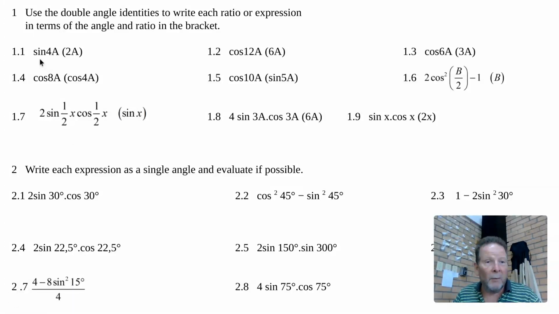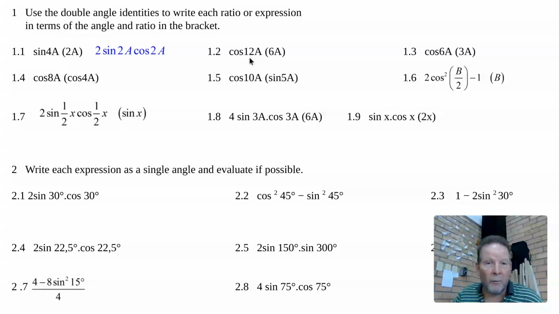Let's try this. We're supposed to rewrite the sine of 4a, but only using 2a. Well, how are we going to do that? Well, 2 times 2 is 4, so that we could make it a double angle by making it 2 times 2a, and then using the formula. And that's what we do. So it's 2 times the sine of 2a times the cos of 2a.